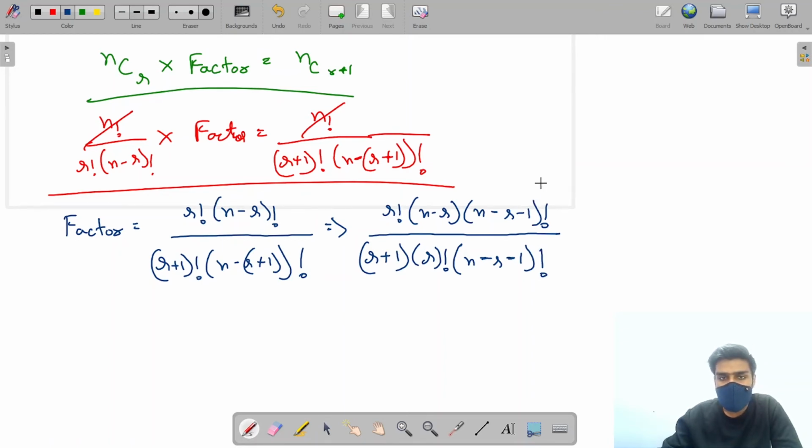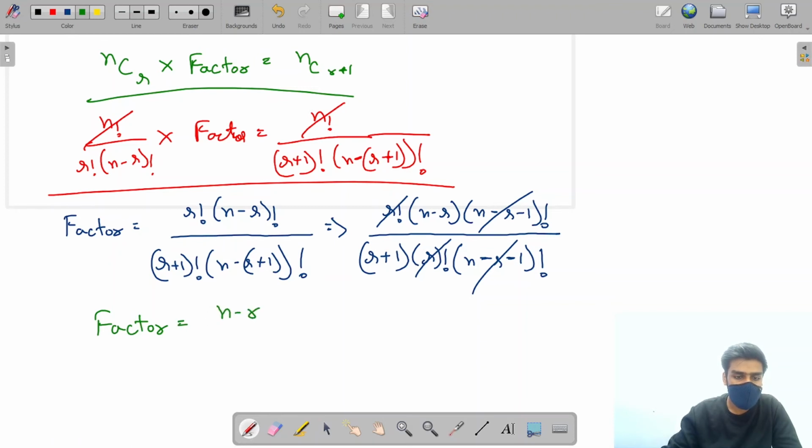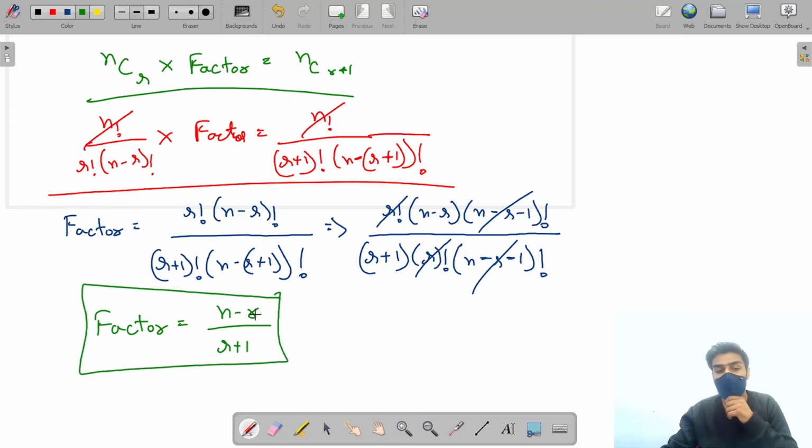So can I cancel this n minus r minus 1 factorial with this? Yes. Can I cancel r factorial by r factorial? Yes. So I am left with only the factor, which equals n minus r upon r plus 1. So this is our final output for the factor.